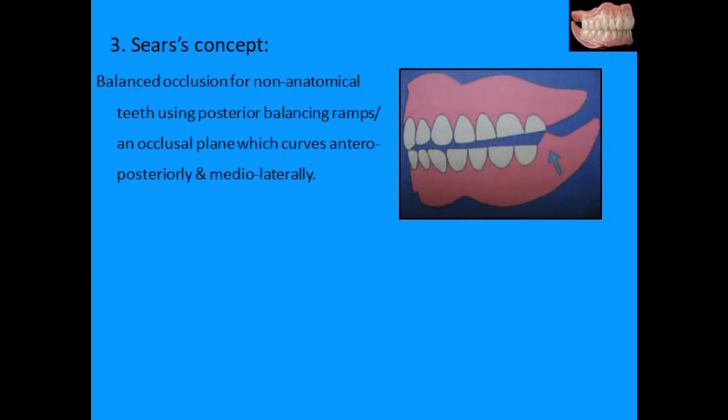So Sears proposed balanced occlusion for the non-anatomical teeth. So it is very difficult to attain a balanced occlusion for non-anatomic teeth, but Sears suggested using a palatal ramp or an occlusal plane that curves anteroposteriorly and mediolaterally in order to achieve balanced occlusion. So on protrusion, this balancing ramp helps to obtain 3-point contact. So one contact will be anteriorly at the incisor area and 2 posterior contacts at the posterior ramps during protrusion, and this will attain a 3-point contact and balancing for the non-anatomical teeth.